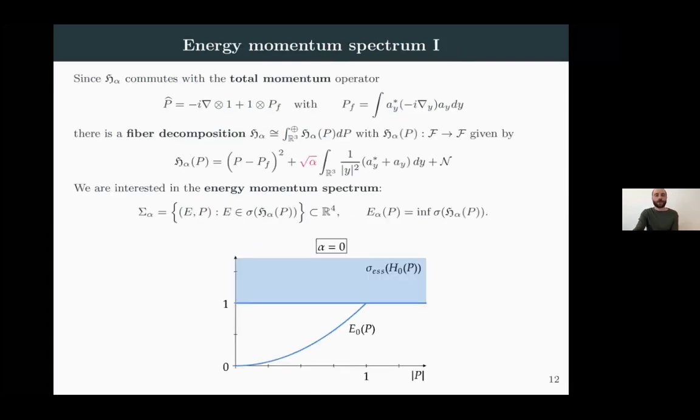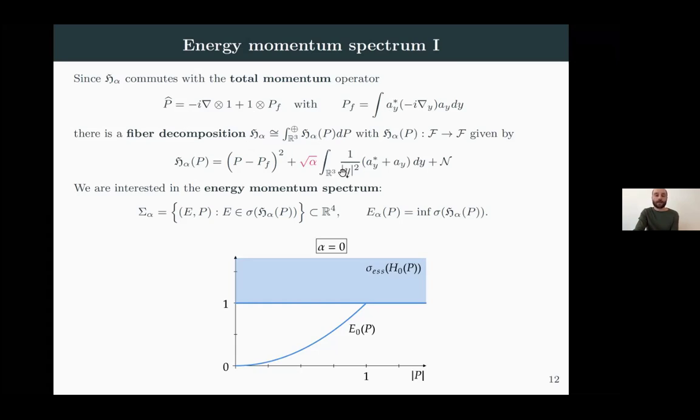Now, an important feature of this model is that it's translation invariant, which implies that the Hamiltonian commutes with the generator of the translations, which is the total momentum operator. So here we have the momentum operator of the electron, and here I've introduced the momentum operator of the quantum field. And this further implies that there's a so-called fiber decomposition, or a direct integral decomposition, of the total Hamiltonian in terms of these fiber Hamiltonians H of P.